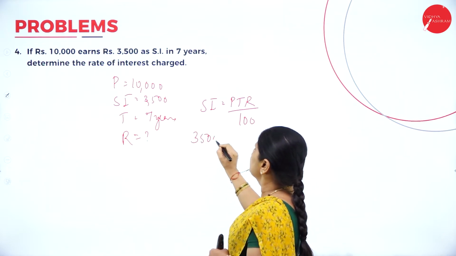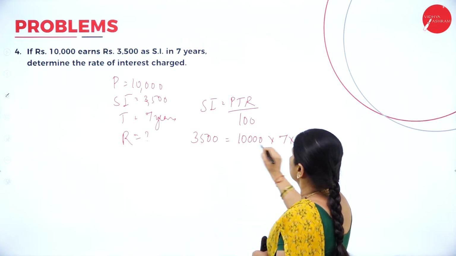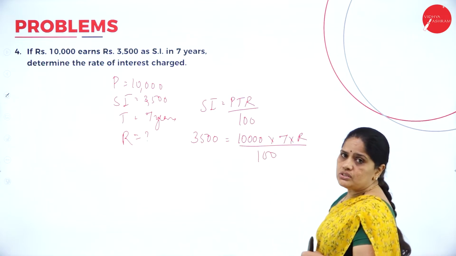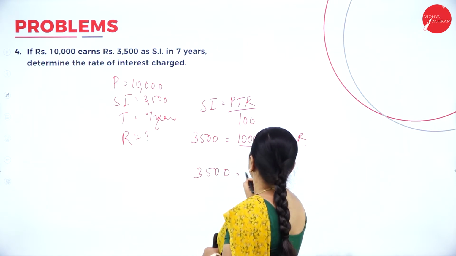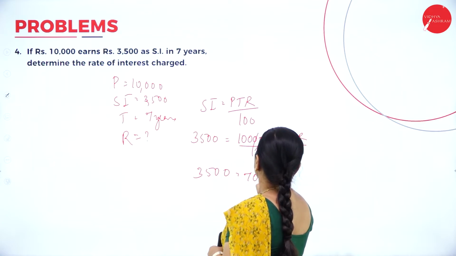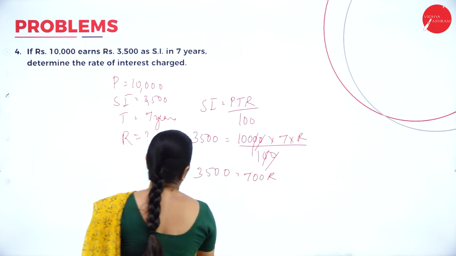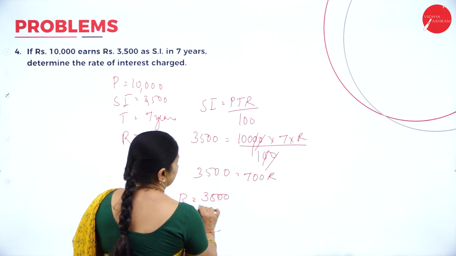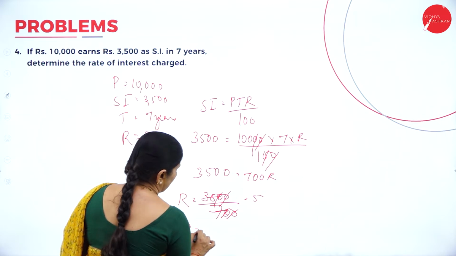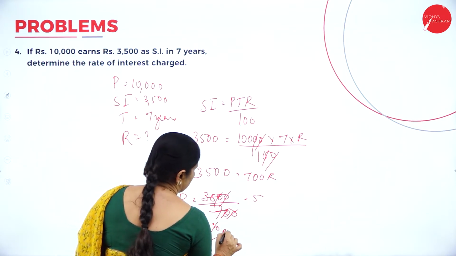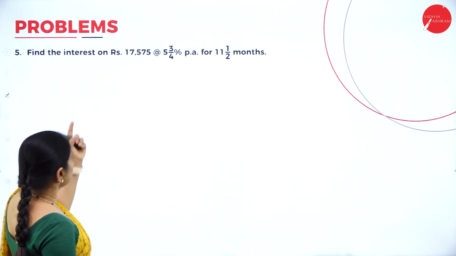So 3,500 equals 10,000 into 7 into R by 100. So I simplify this. So 3,500 equals 700 R. So I need R. So I write here R equals 3,500 divided by 700. So this is equal to 5, or R equals 5% per annum. So R equals 5%.